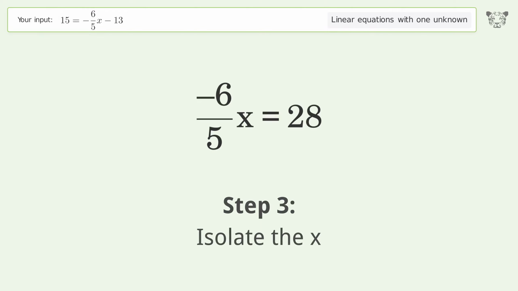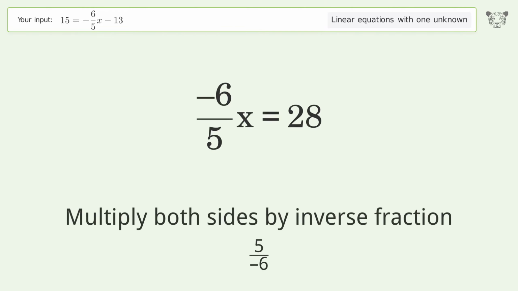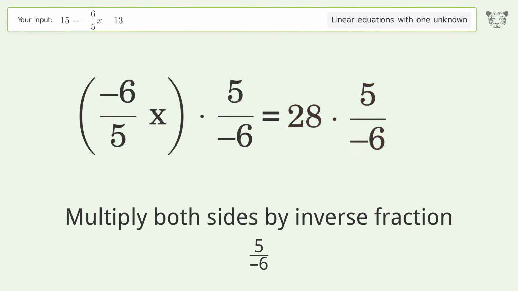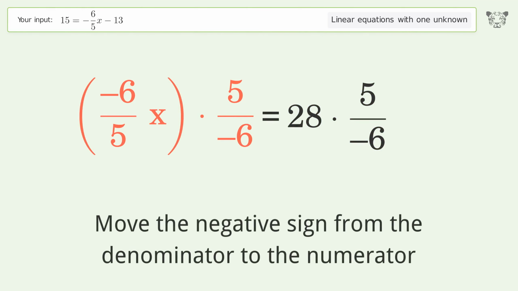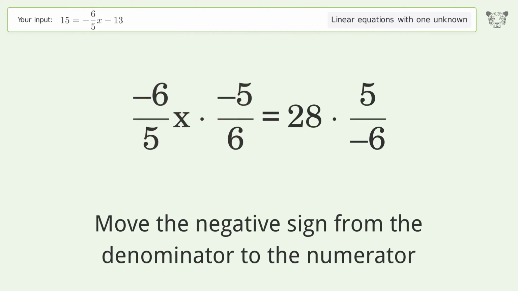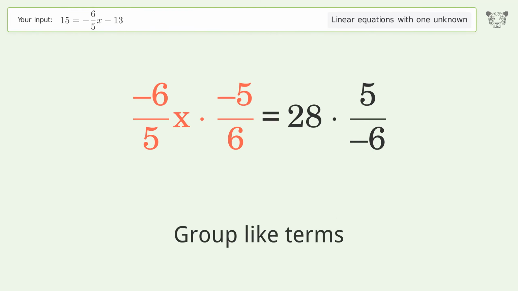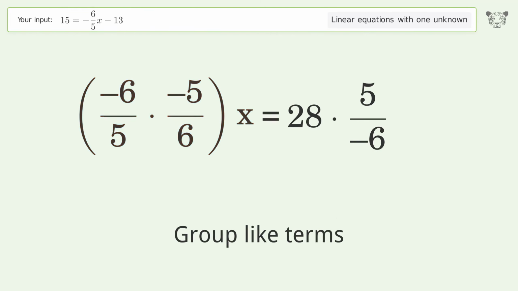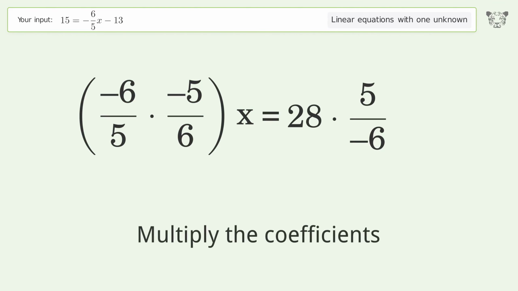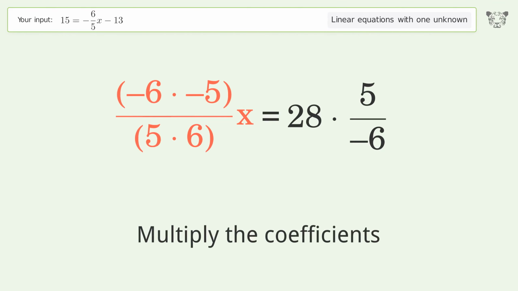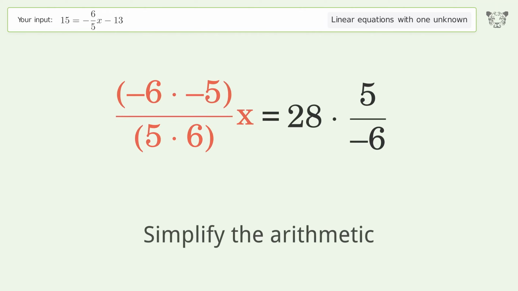Isolate the x. Multiply both sides by inverse fraction 5/6. Move the negative sign from the denominator to the numerator. Group like terms. Multiply the coefficients. Simplify the arithmetic.